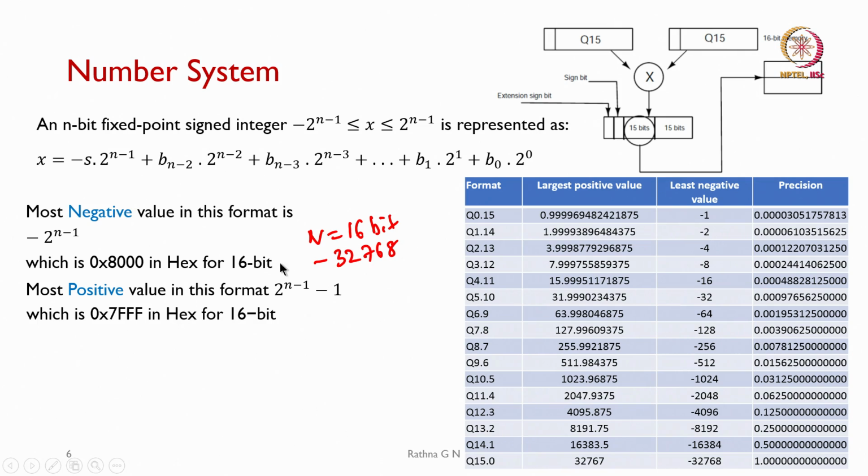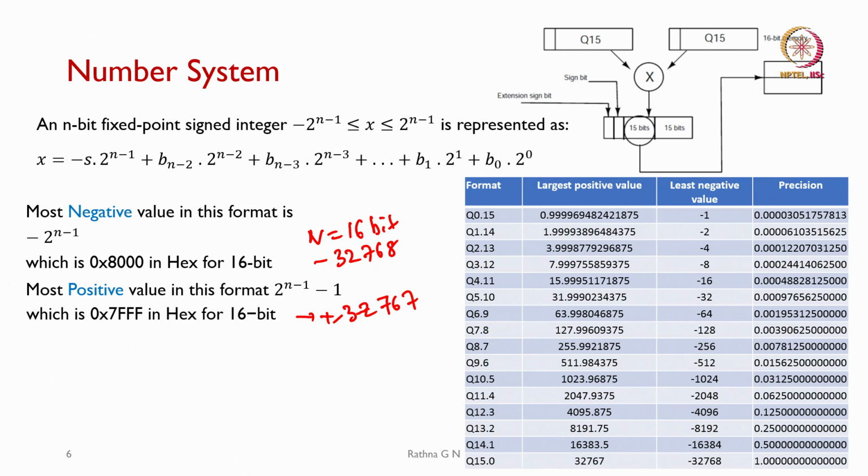And the most positive value in this format is 2 to the power of n minus 1, minus 1, although we write minus 1 to 1. So, I will not be able to represent plus 1 in this format. So, the maximum I can represent is 0x7fff in hex, which comes out to be plus 32767, the maximum value I can represent with this number system.